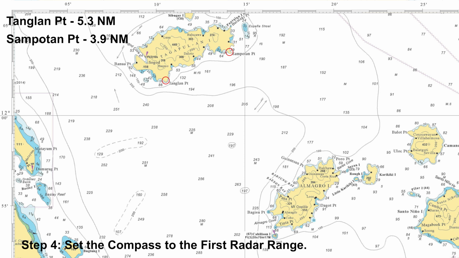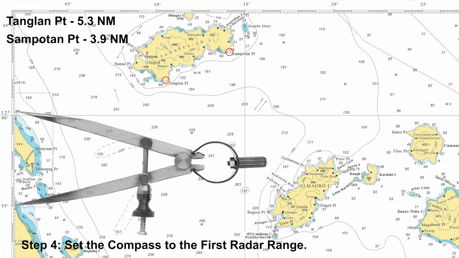Step 4. Set the compass to the first radar range. Using the chart scale, set the compass or dividers to the measured range of the first target. Since the range to Tanglan Point is 5.3 nautical miles, measure 5.3 nautical miles using the latitude scale of the chart. Remember that 1 minute of latitude is equal to 1 nautical mile.